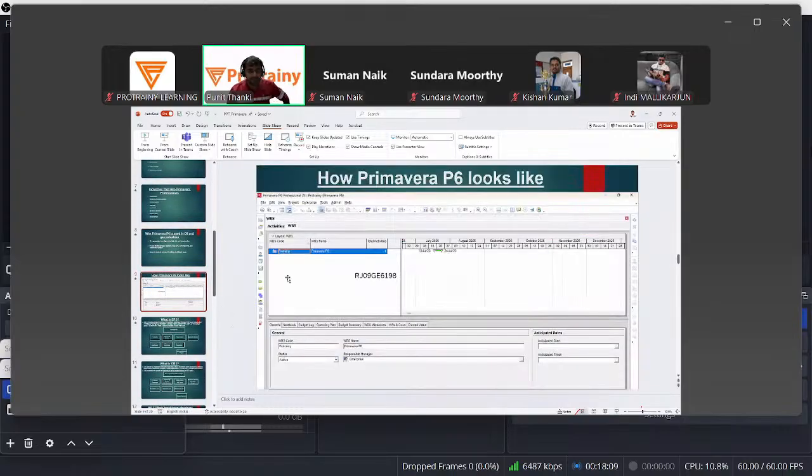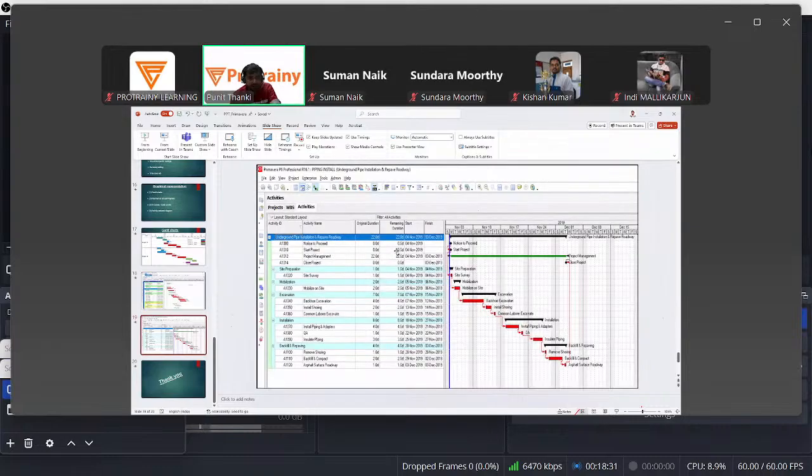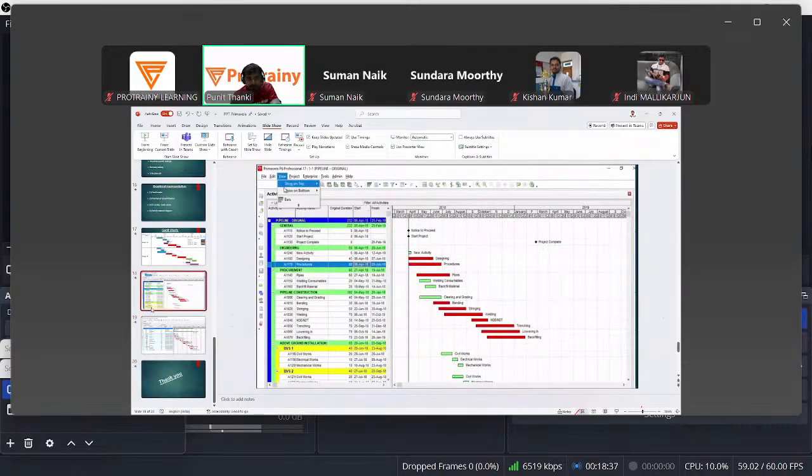Here, see, in Protrainy, I told you Primavera is not on my PC, so I cannot show. This is the EPS. Under this, I will decide the WBS, and under the WBS, activities need to be assigned and added. In total activities, see, these are the start, these are the finish. That kind of scheduling you can do.